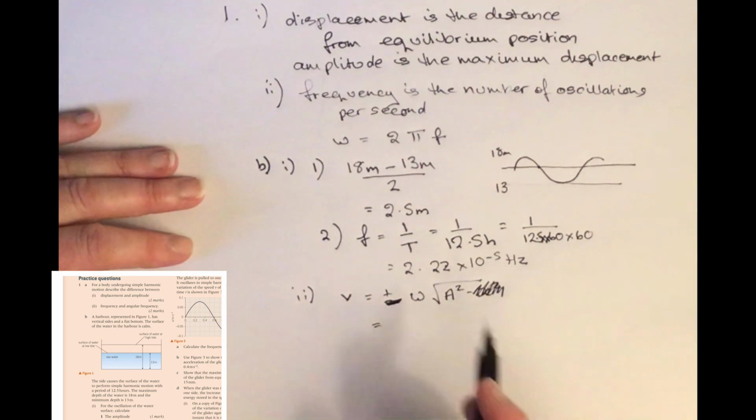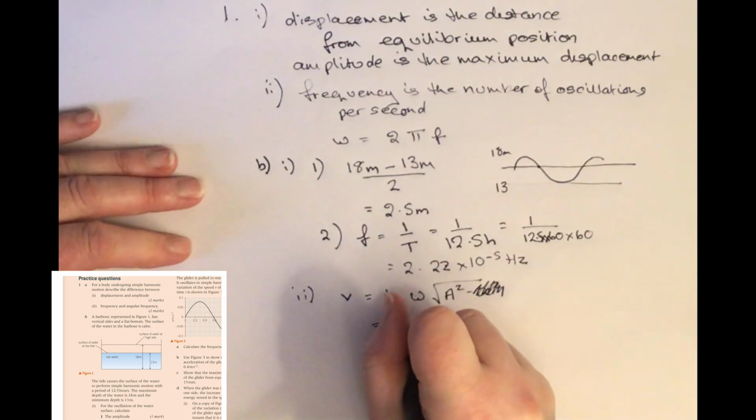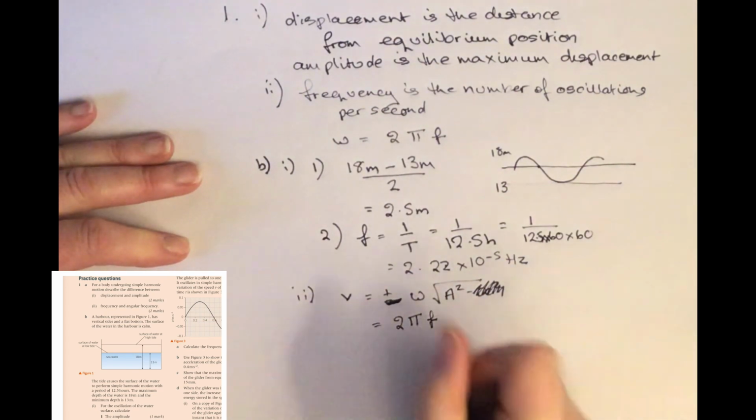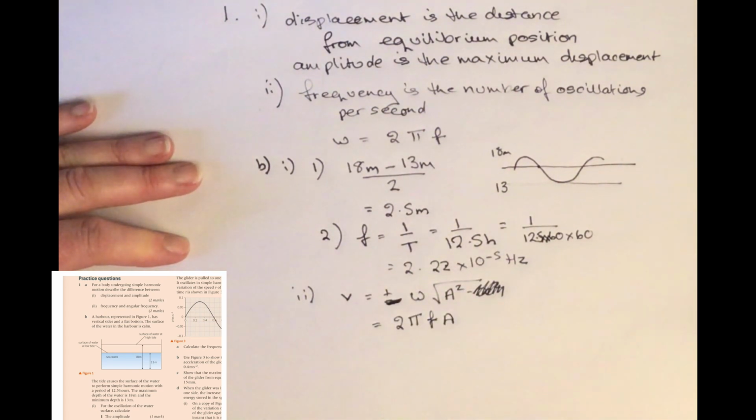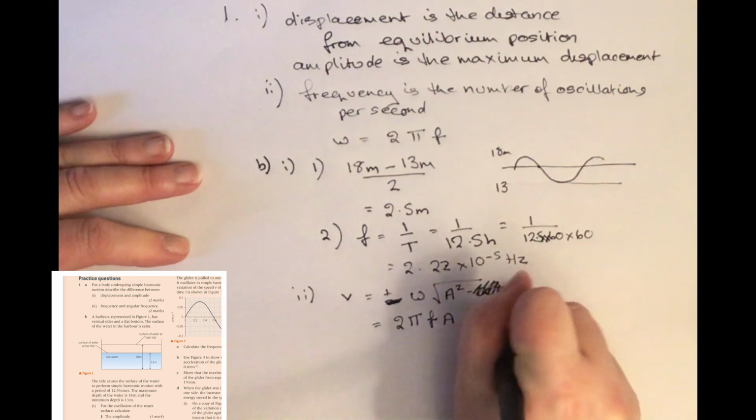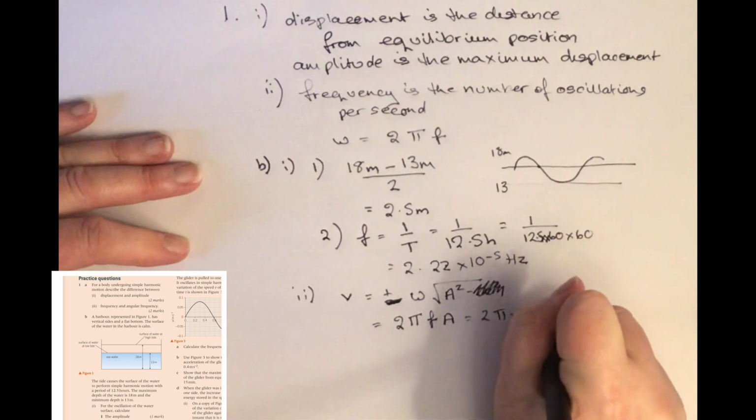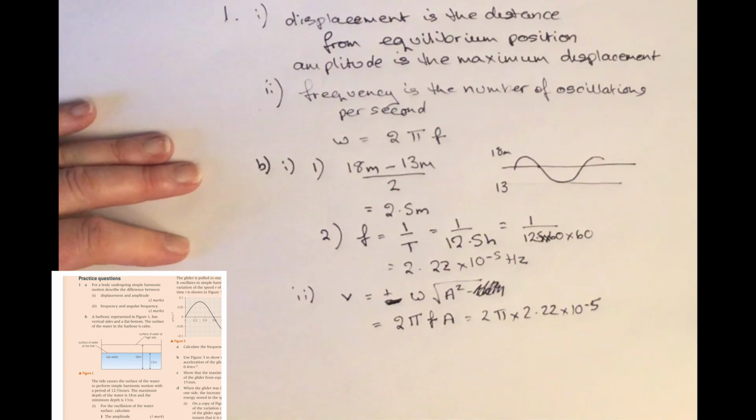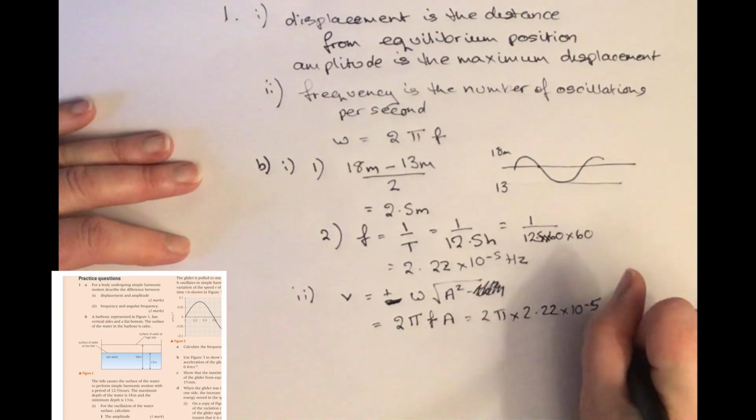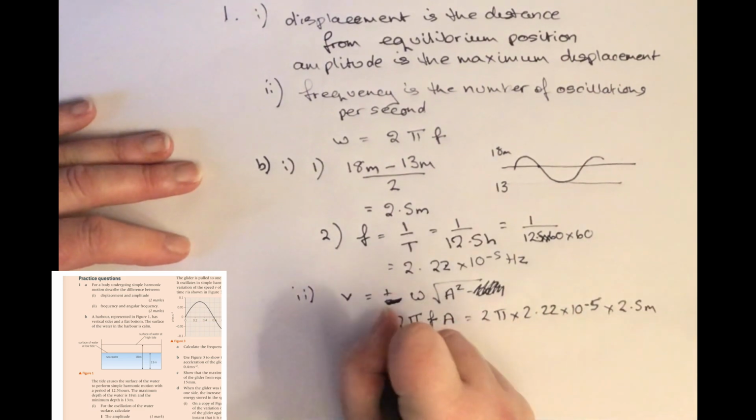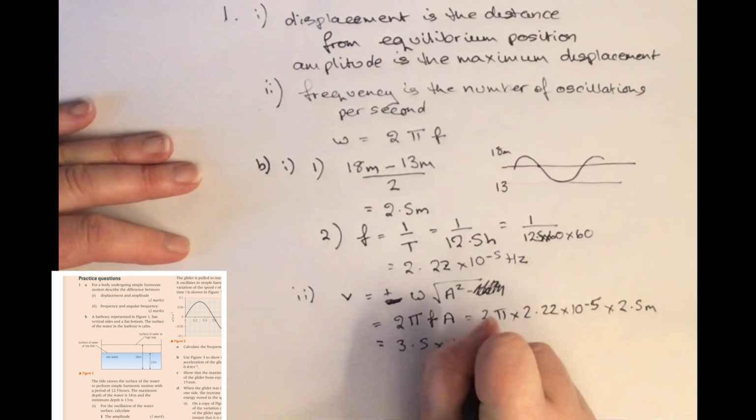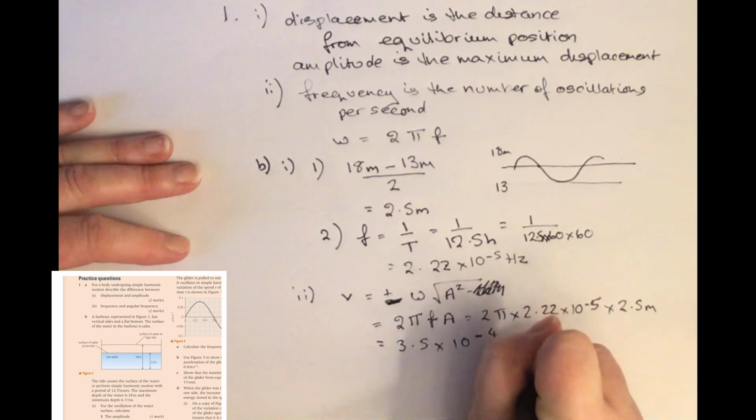We don't know omega, but we know that omega is equal to 2 pi f. So this is 2 pi f times the root of a squared, which now is a. We have a value for f. We worked it out in the part before, 2.22 times 10 to the minus 5. And we have a value for a, as we worked it out in B part 1, which is 2.5 metres. Putting all of these numbers into our calculation, we get 3.5 times 10 to the minus 4 metres per second.